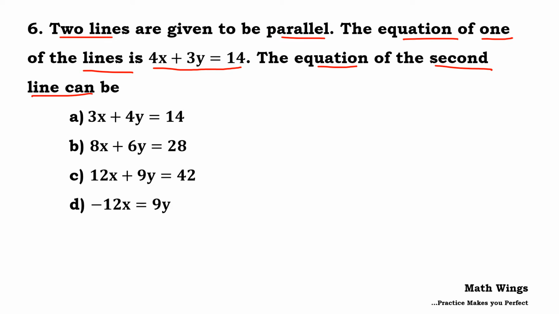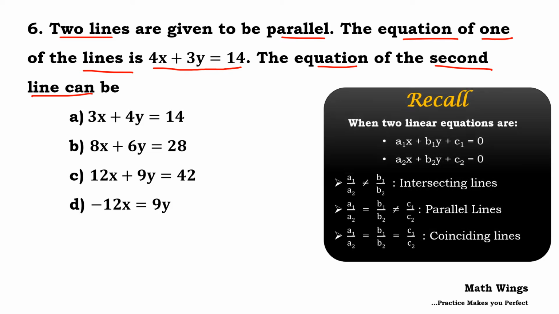If you remember, we had already learned that if the lines are parallel, the condition is a1 by a2 should be equal to b1 by b2, but it is not equal to c1 by c2. So here we have to select the option in such a way that it matches with the condition, right?